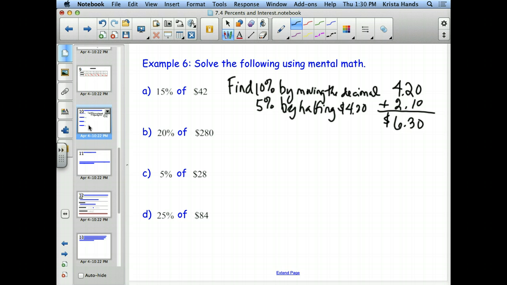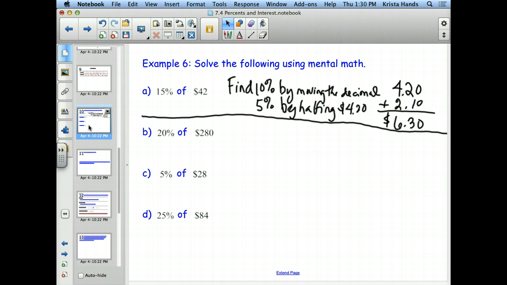Where might you find 15%? In what situation might you actually do that? You know, a store, you might have a 15% discount. A lot of people use 15% as a tip amount too. So you might actually see somebody using something like this when they're figuring out a tip on something. How about 20%? How can we find 20% in our head?